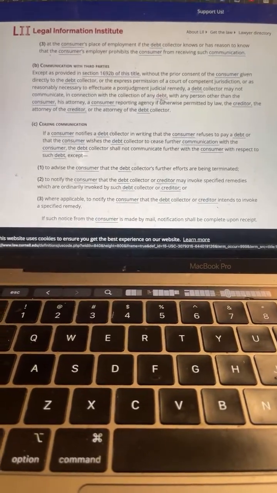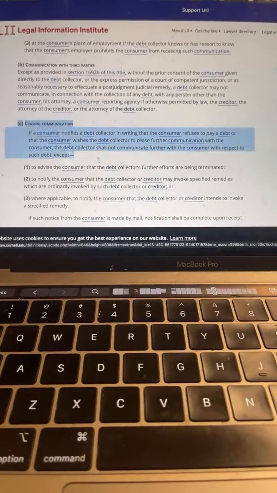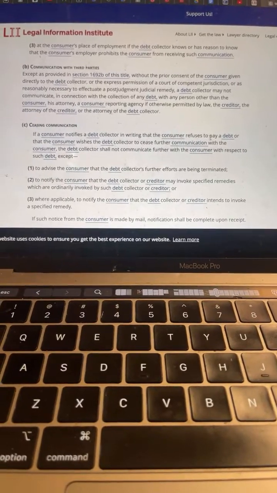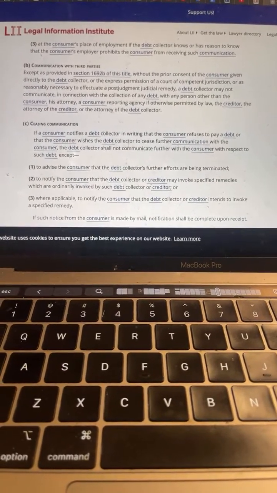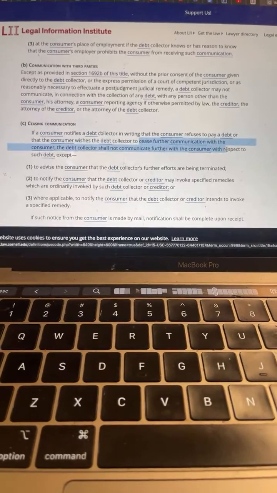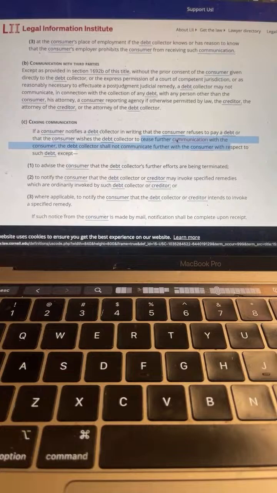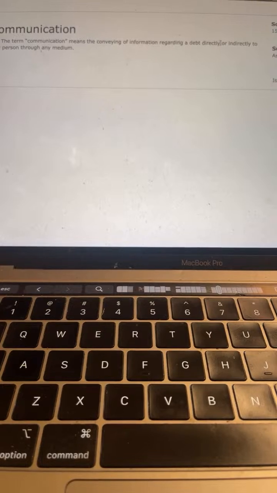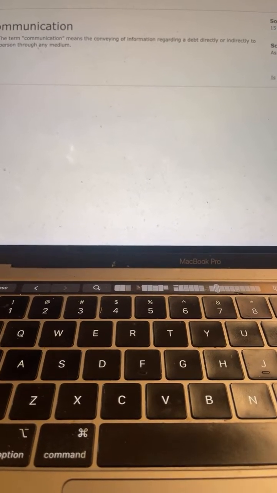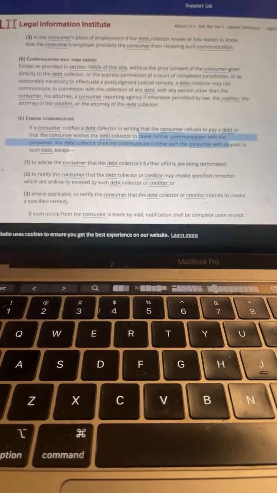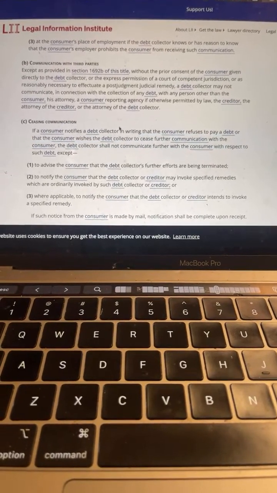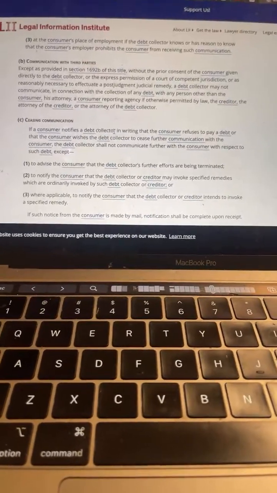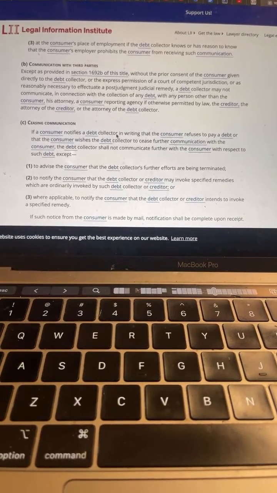This is communication in connection with debt collection. This is a whole subchapter, the FDCPA, dealing with debt collection. If a consumer notifies a debt collector in writing that the consumer refuses to pay a debt or that the consumer wishes the debt collector to cease further communication, real quick, let's stop and look at the term communication. The term communication means the conveying of information regarding a debt directly or indirectly to any person through any medium. Any medium includes a consumer report. It's also through mail, it's also a phone call, any medium, right? So we're ceasing all mediums of communication by exercising 15 USC 1692c.